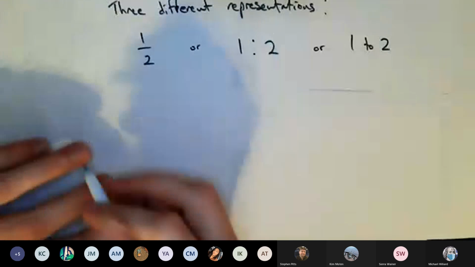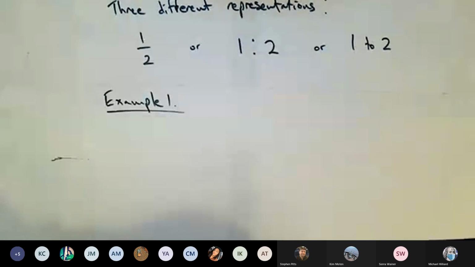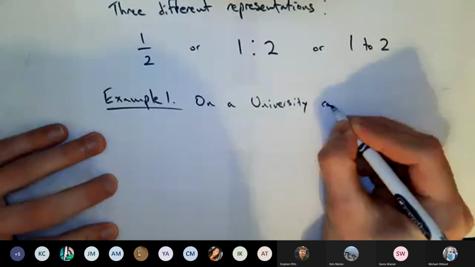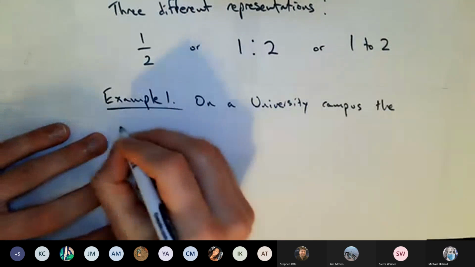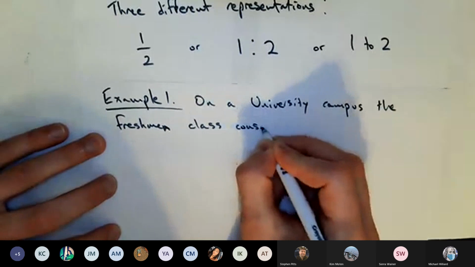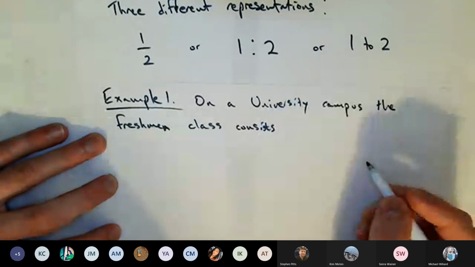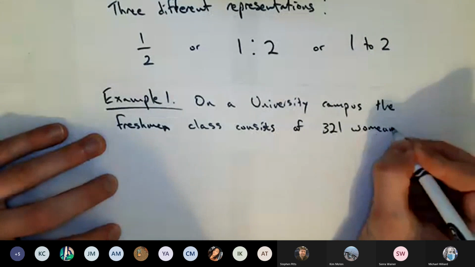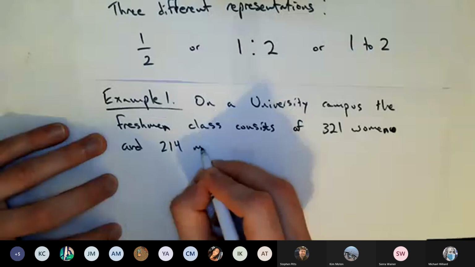So let's do an example problem practicing. We'll do a few examples, just jumping straight into practicing using ratios. All right, so on a university campus, the freshman class consists of 321 women. Oh my goodness, I can't spell today. Women and 214 men.